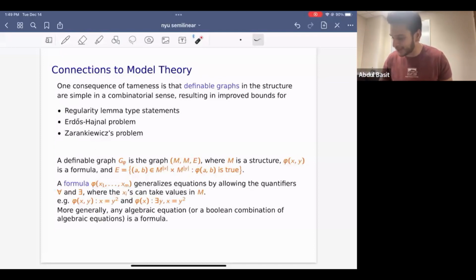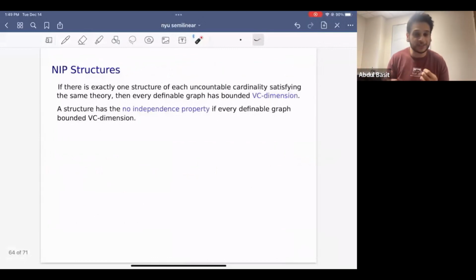Right. So this is what I mean by a definable graph. You have formulas, and the edge relation is given by these first order formulas inside my structure. One example I have is this NIP structure, which is the structure where there's exactly one structure of every uncountable cardinality satisfying that theory. And then we know that every definable graph inside such structures has bounded VC dimension.